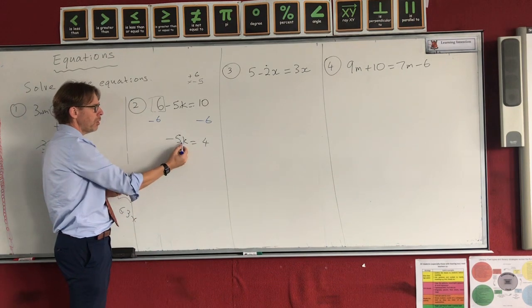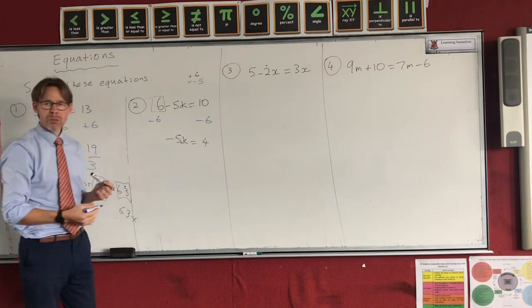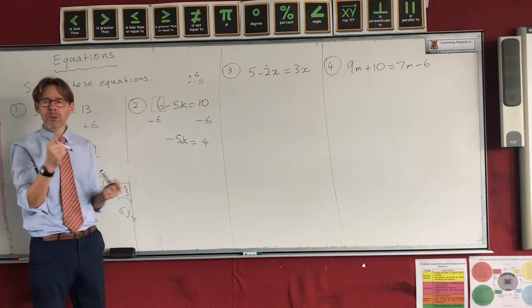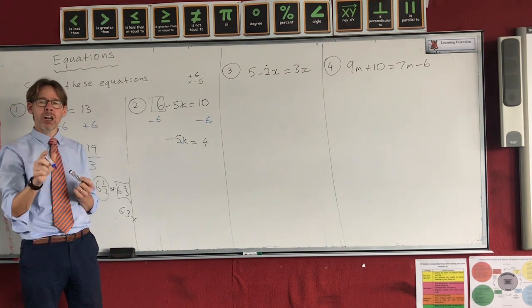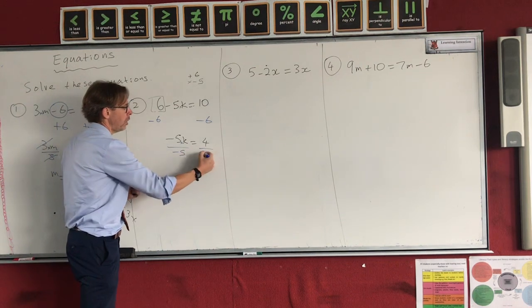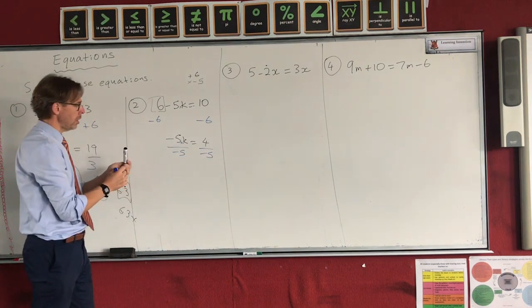Now to get rid of that minus 5, it's really a times in between there as well. So you have to get rid of times minus 5. Now the opposite of times minus 5 is divide by minus 5. So divide both sides by minus 5. There we go.